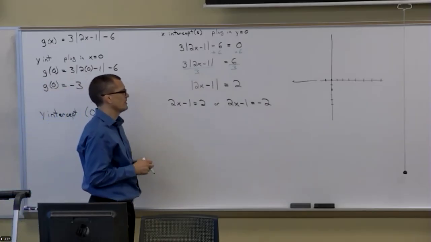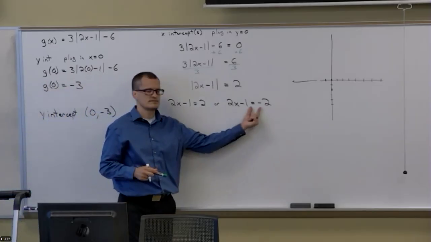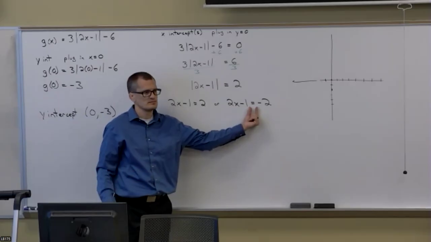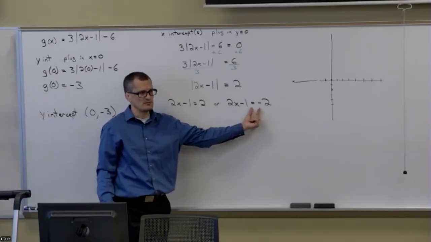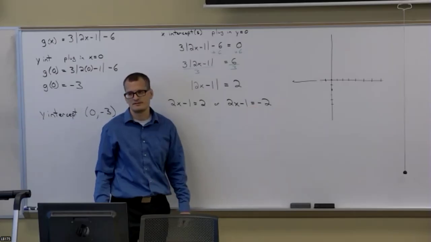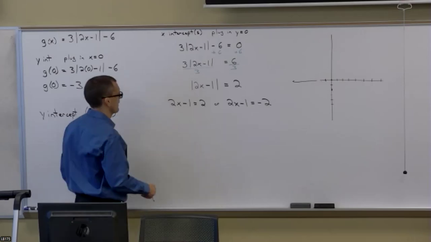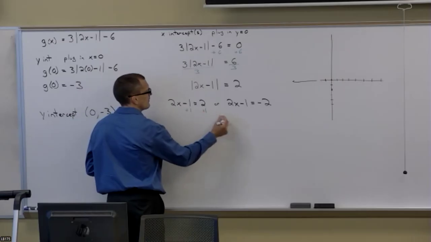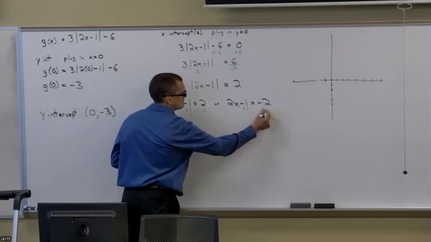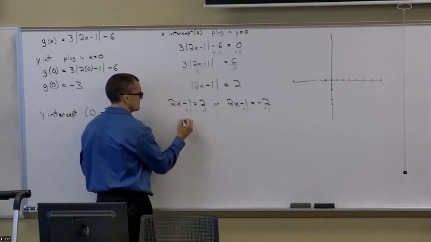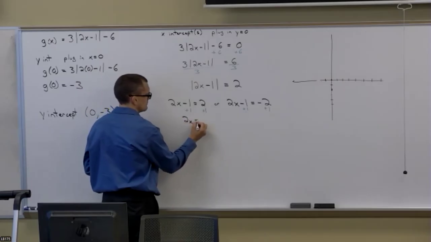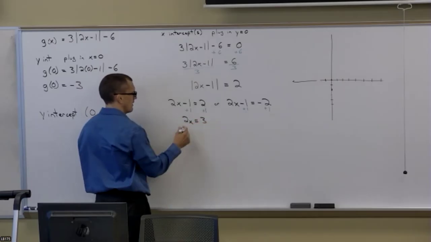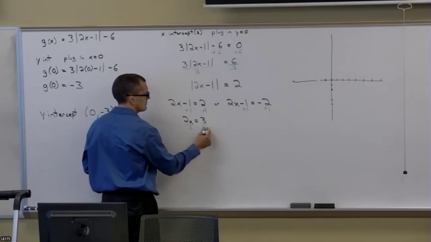By the way, in our inequalities, we flip the sign. But we don't have to do that on the equalities, right? Because flipping an equal sign is still an equal sign. So it doesn't make any difference. All right, so we'll add 1 and then divide by 2 in each case. Divide by the coefficient of 2.